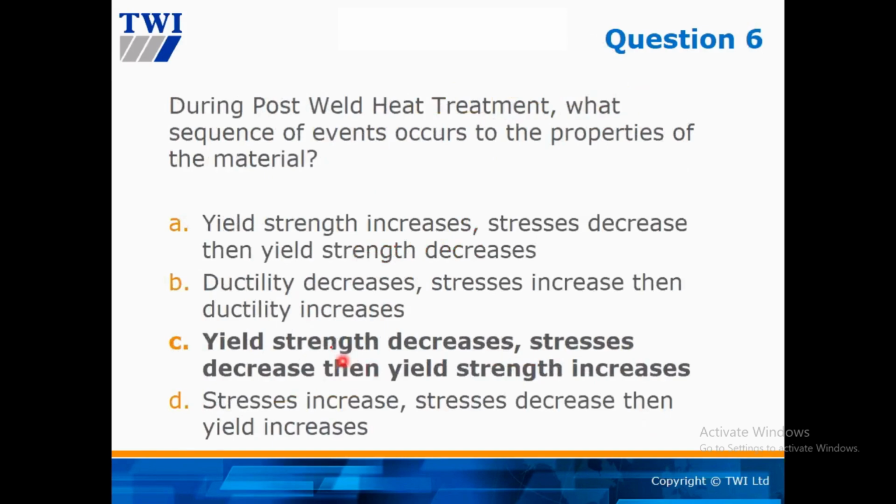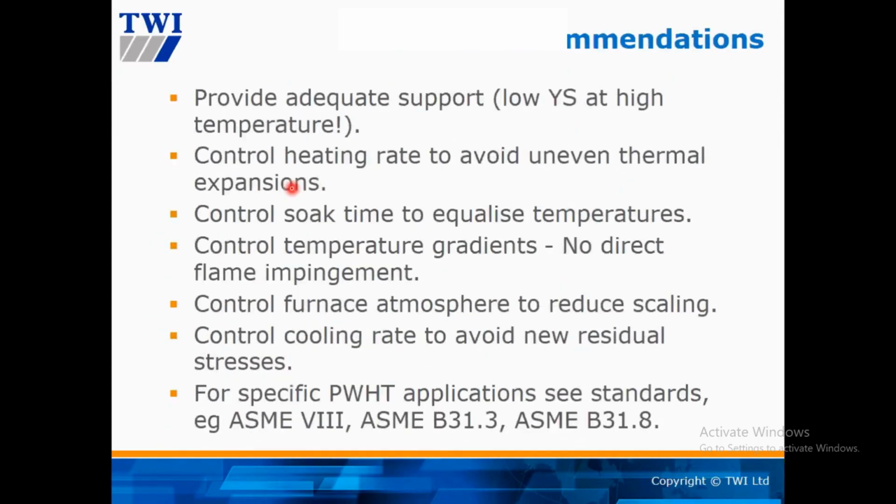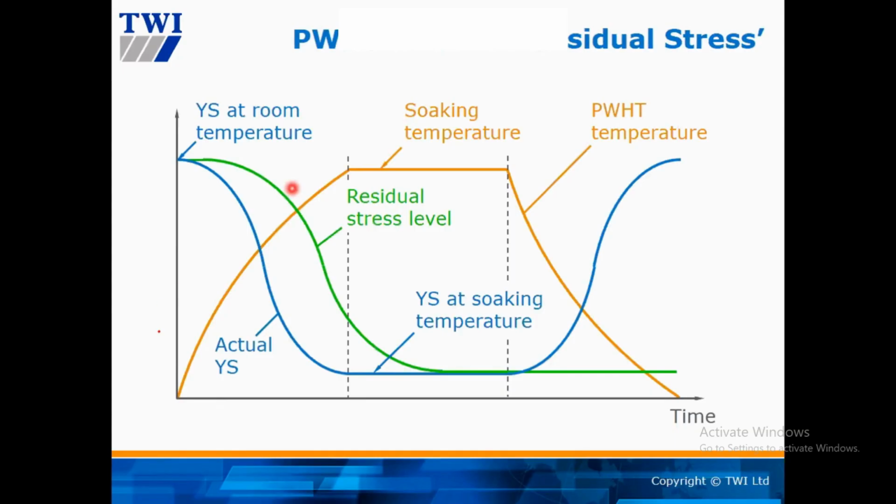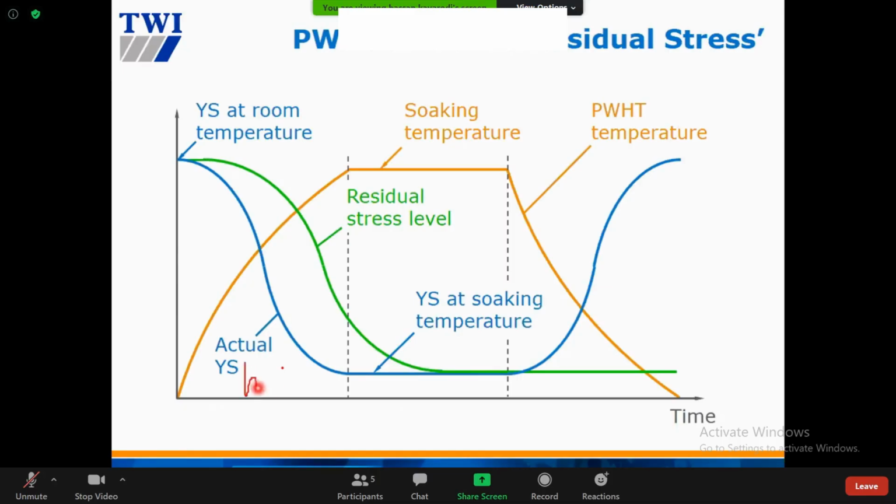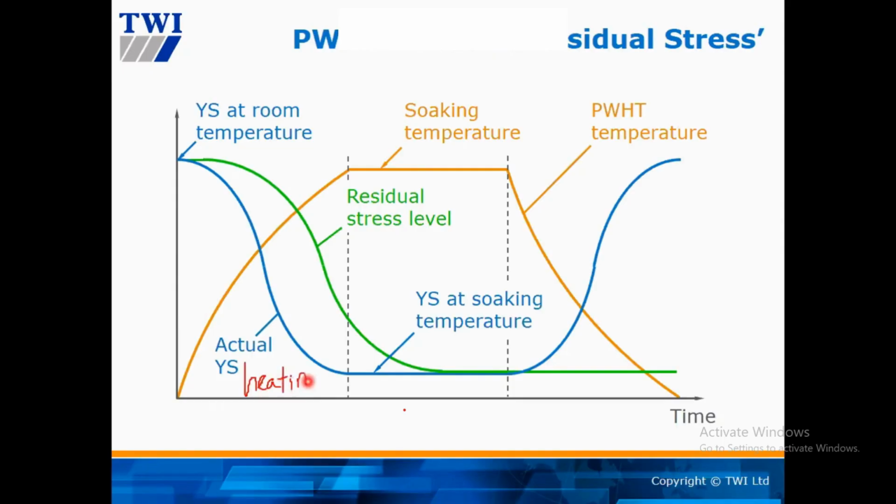All right, 6. During post-weld heat treatment, what sequence of events occurs to the properties of the material? This question basically refers to this chart. We have heating, soaking, and cooling. What we can see from here is that both residual stress and yield strength start at the highest position.